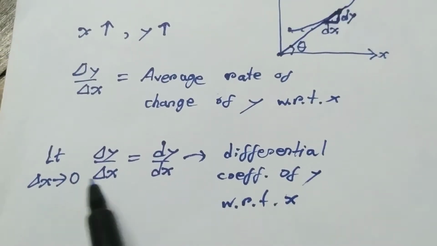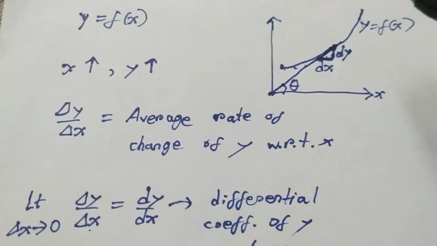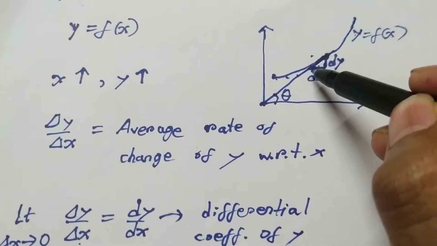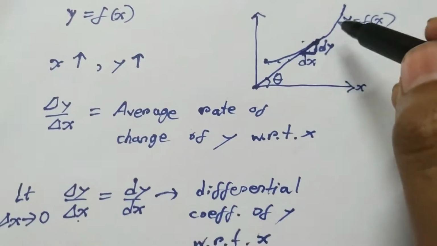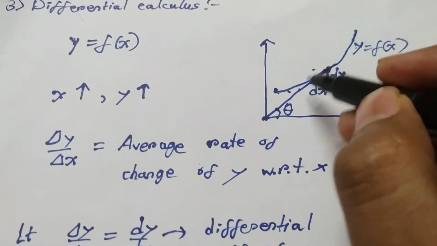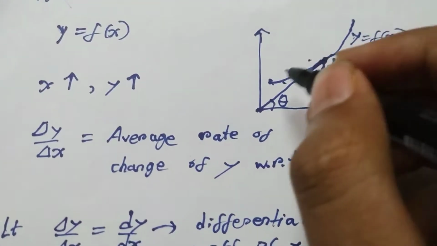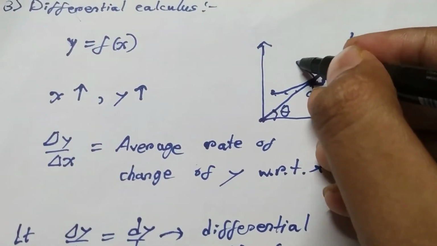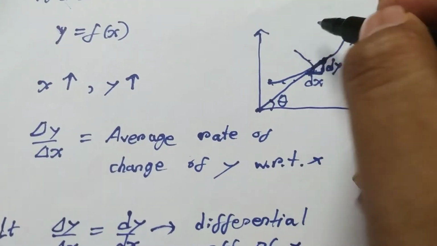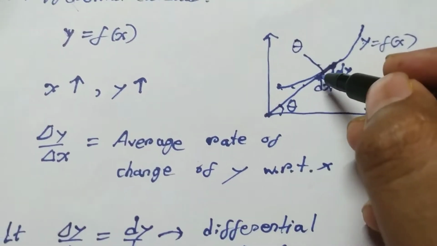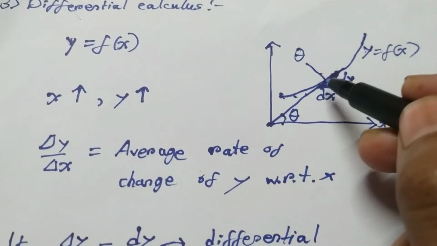We have considered here that delta x tends to 0, so the change in y will also be very small. So if delta x tends to 0, this is a very small change in x, that is dx, and this is a very small change in y, that is dy. Then from these two parallel lines, this is parallel to the x-axis, so we can write this small angle which I have shaded here as theta, because these are corresponding angles. So we have this as theta, this also as theta.